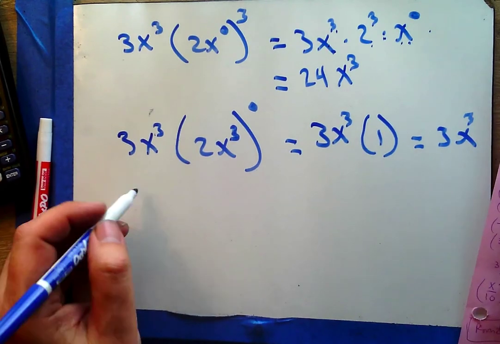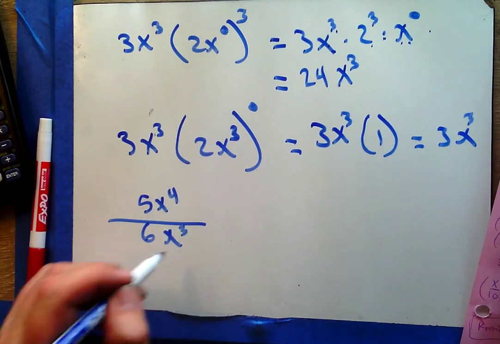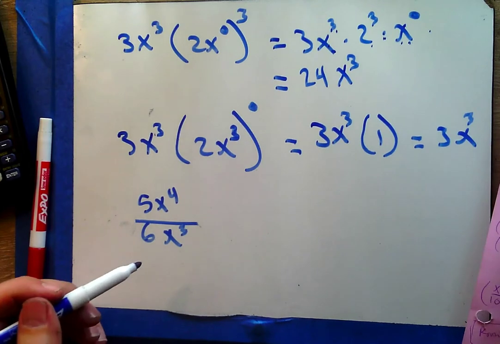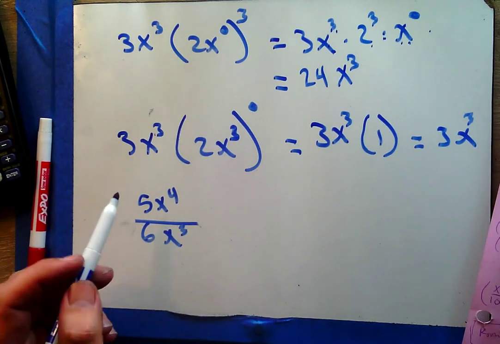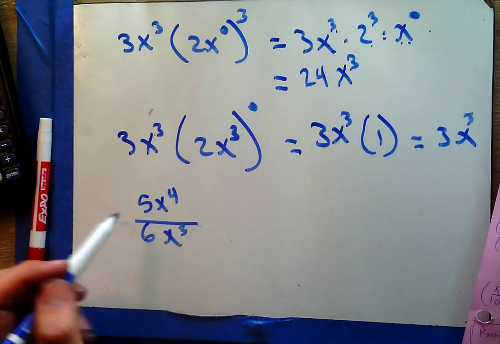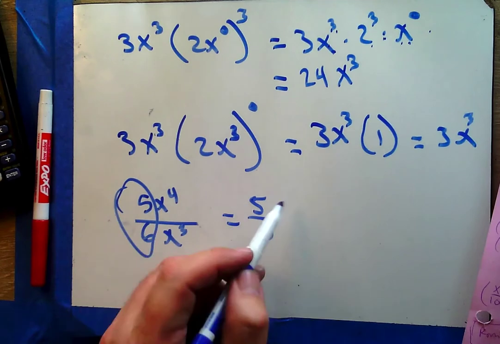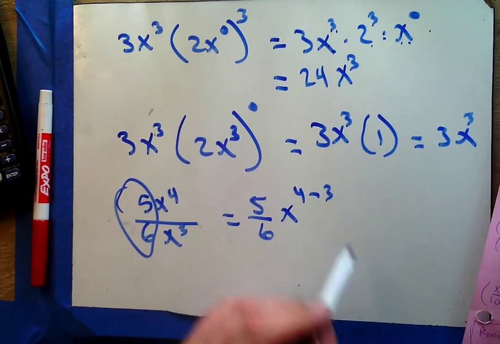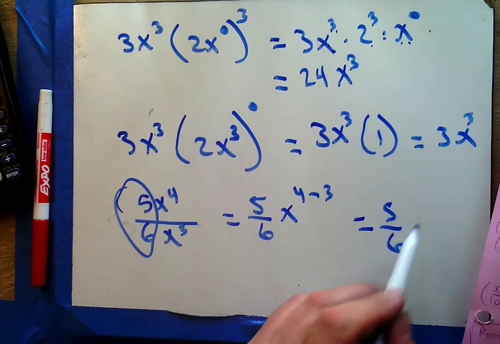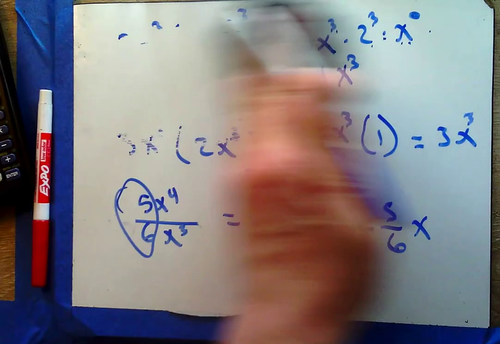There it is. 5x to the fourth over 6x to the third. All right, simplify that expression. 5, 4, 3, 2, 1. So here I get 5/6, but here I can think of that as x to the fourth minus 3, and so that's 5/6 x to the first. Okay, next.